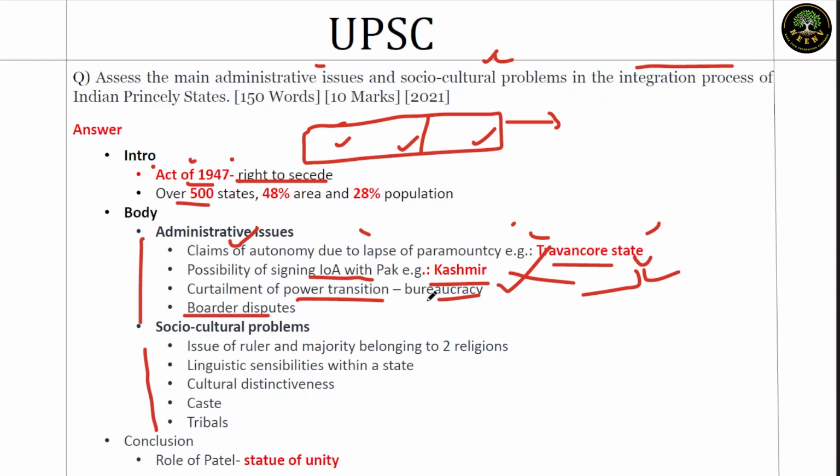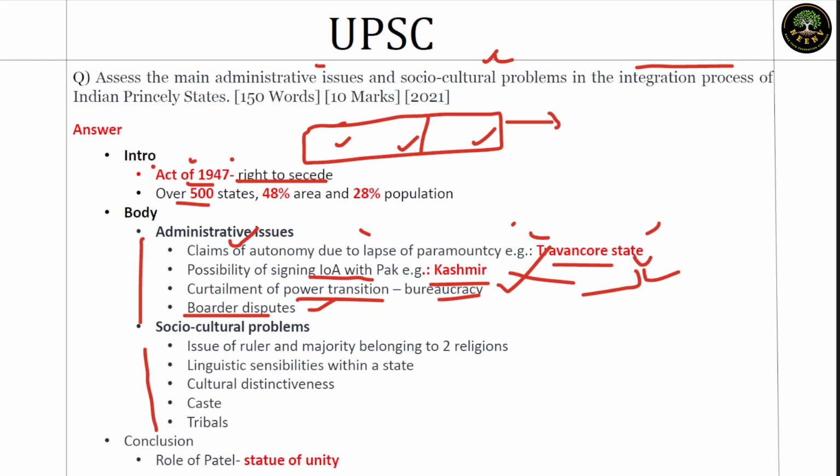Next up is border disputes. To form a new state, to settle a dispute that doesn't have proper formalization like we see now, creates a lot of administrative problems. That's the next issue. So four problems on the administrative side and 5 problems on the socio-cultural side.